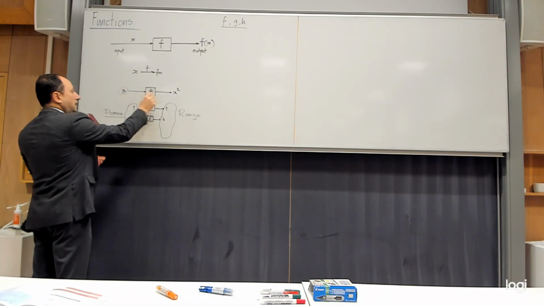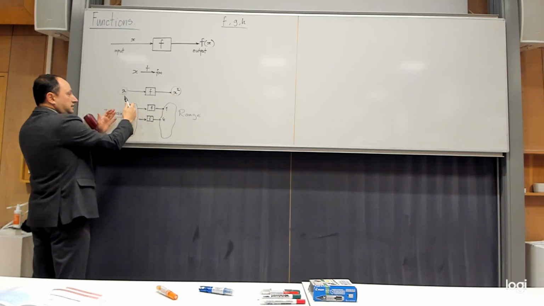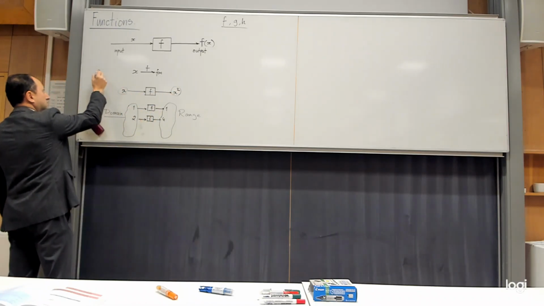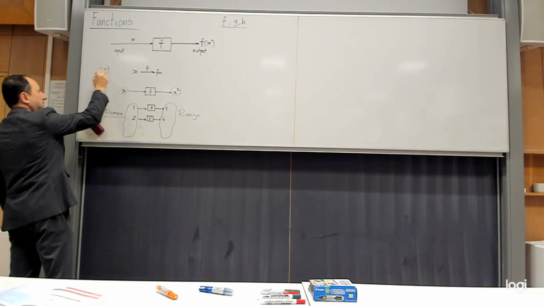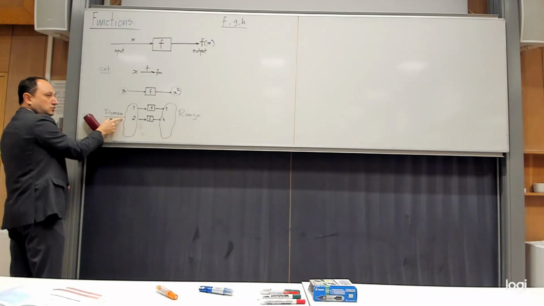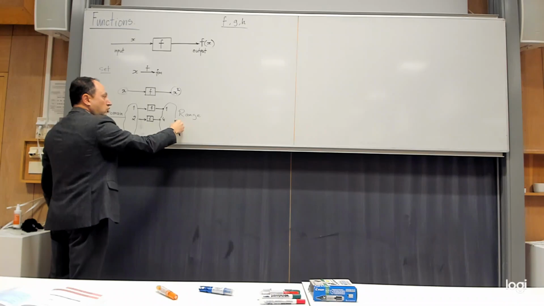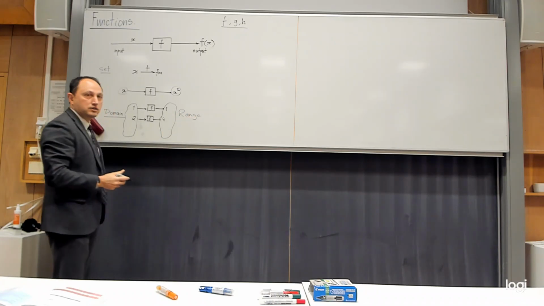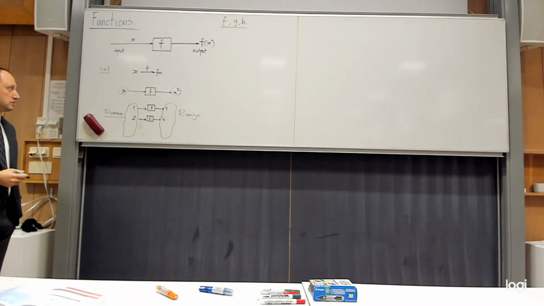Input, output, the collection. The mathematical term is set. The set of all inputs is called the domain of my function. The set of all outputs is called the range of my function. Yes?